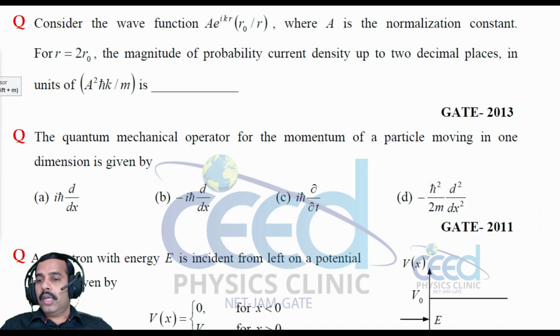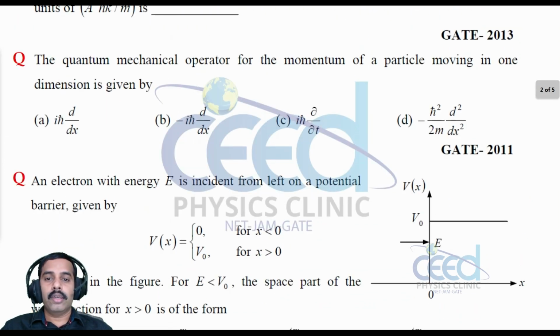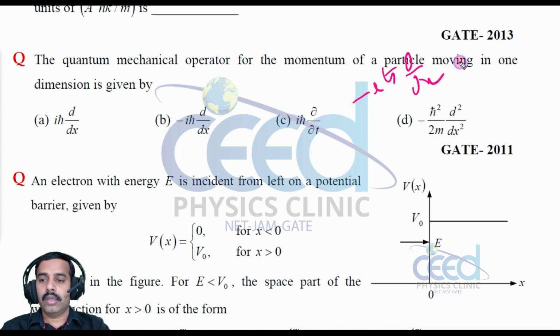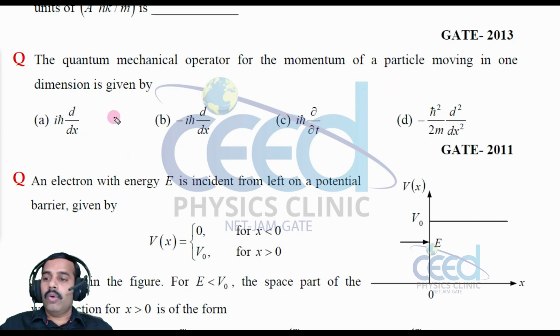All right. Now let us come to another question. The quantum mechanical operator for the momentum of a particle moving in one dimension is given by... It's a direct question. This momentum operator is minus i h cross dou by dou x. So this is the answer. All right. Now let us come to another question.